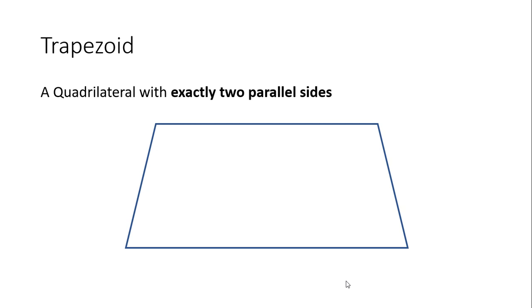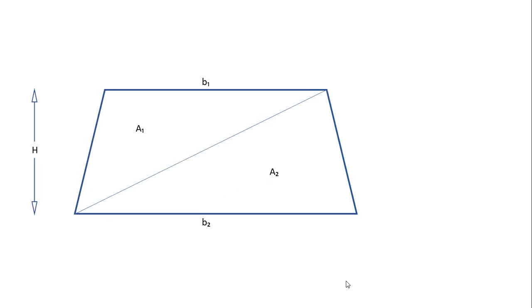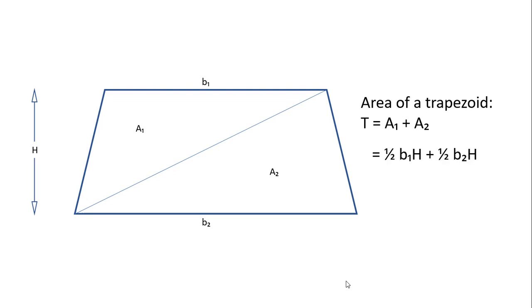Now there are trapezoids, which is a quadrilateral with exactly two parallel sides. We can divide this trapezoid into two triangles that have the same height to find the area. Base 1 is the base of the top triangle, and base 2 is the base of the bottom triangle. To get the area of a trapezoid, we get the area of both triangles and add them together. So it is a half of base 1 times the height plus half of base 2 times the height. Or we can simplify it and say it's 1/2 of the height times base 1 plus base 2.